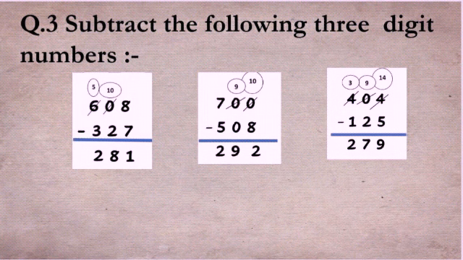In the first column, the ones place, 8 minus 7. We can easily subtract 7 from 8, and we get 1. Then 0 minus 2, we cannot subtract it. So we have to borrow 1 from the neighboring place, the hundreds place, that is 6. If we take 1 from 6, then 0 becomes 10. So 10 minus 2 equals 8. Then 6, if we cut it by 1, we get 5. 5 minus 3 equals 2.